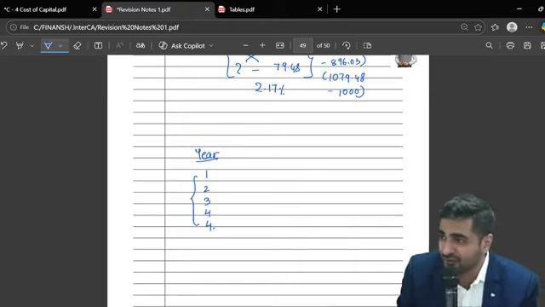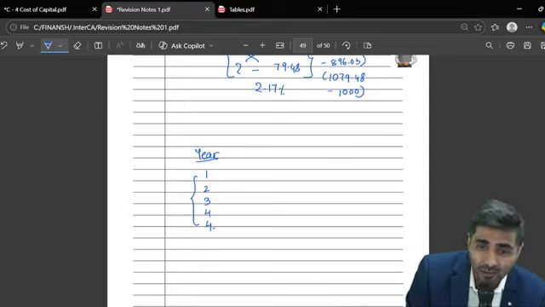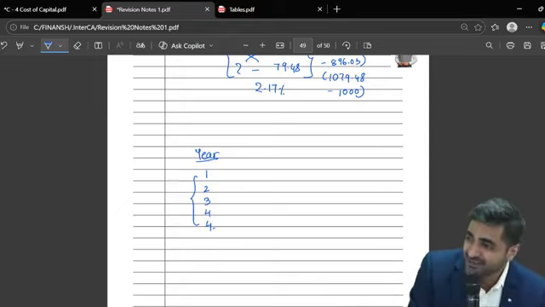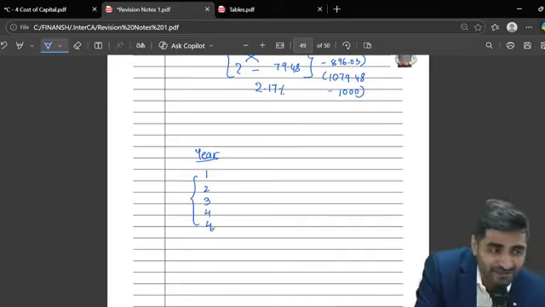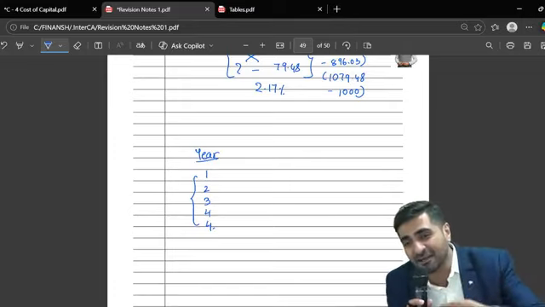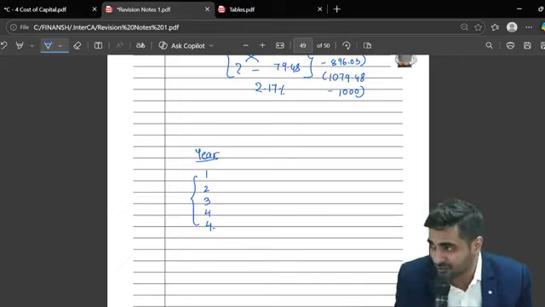Because if I take year 5 also, do I have the price at the end of the 5th year? I only have the price at the end of which year? At the end of the 4th year. So this is year 1, year 2, year 3, and year 4 only. Because ultimately when I sell the share at the end of the 4th year, I should know what is the cash inflow which I am receiving. So that is something at the end of the 4th year.